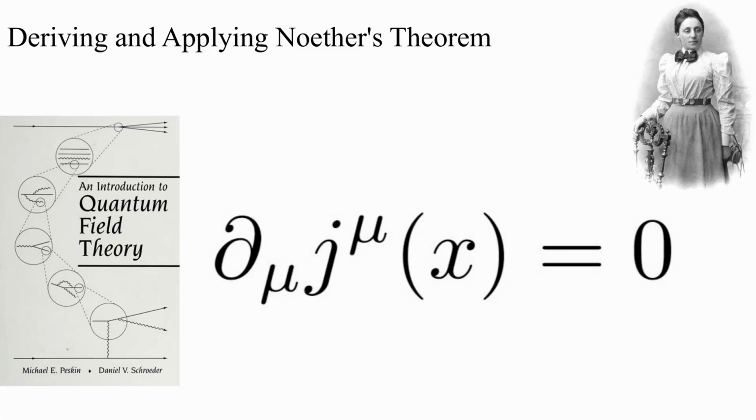Today we're going to be discussing Noether's theorem, which states that continuous transformations on the action of a physical system result in a conserved quantity. This conserved quantity is the current, which is shown here on the title slide.